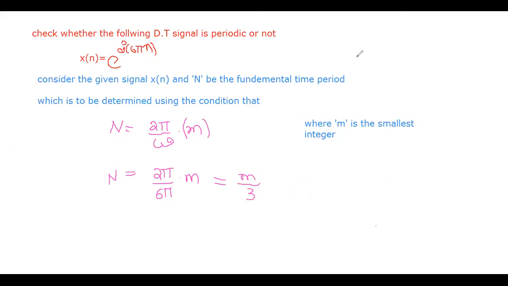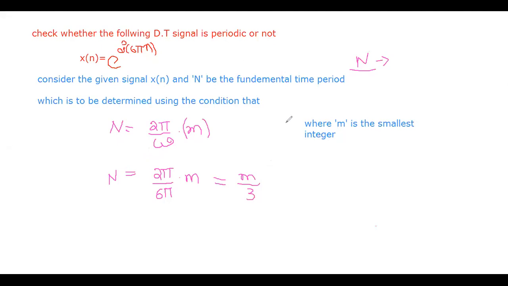See, always remember that here capital N is nothing but the fundamental time period. It must be an integer. You must select the proper values of M such that capital N is an integer. That is the only case here, right? Understand? How do you select the proper values of M? That is very, very important in the case of discrete time signals.